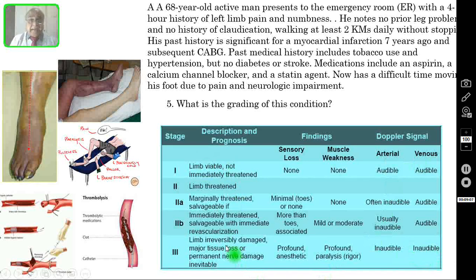Depending upon the grade, of course, in grade 3 we cannot do anything. We have to do only amputation. In the other stages, in grade 1 you need not do anything. This is not a big problem. In 2A and 2B only, you have to do something immediately, some surgical intervention.